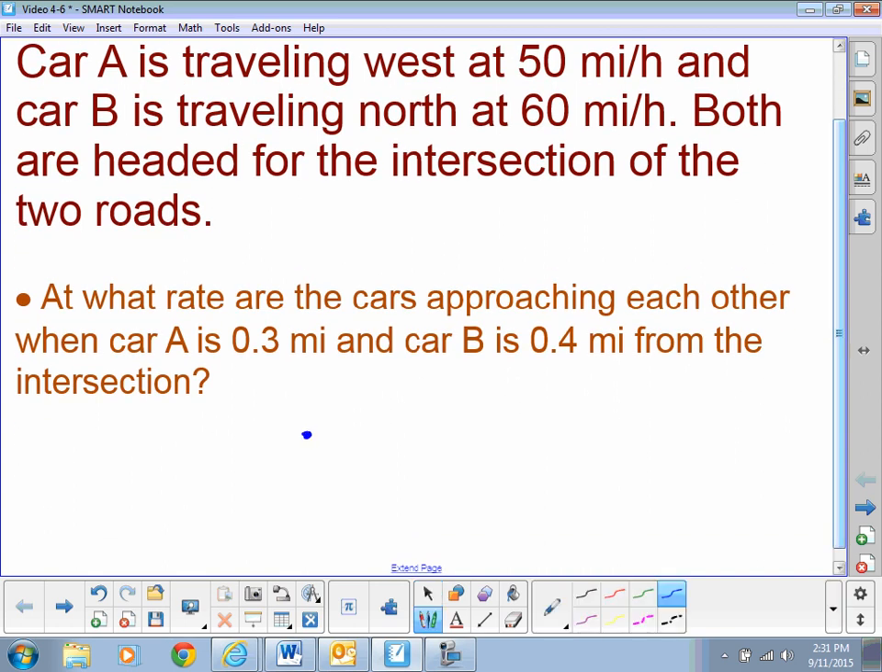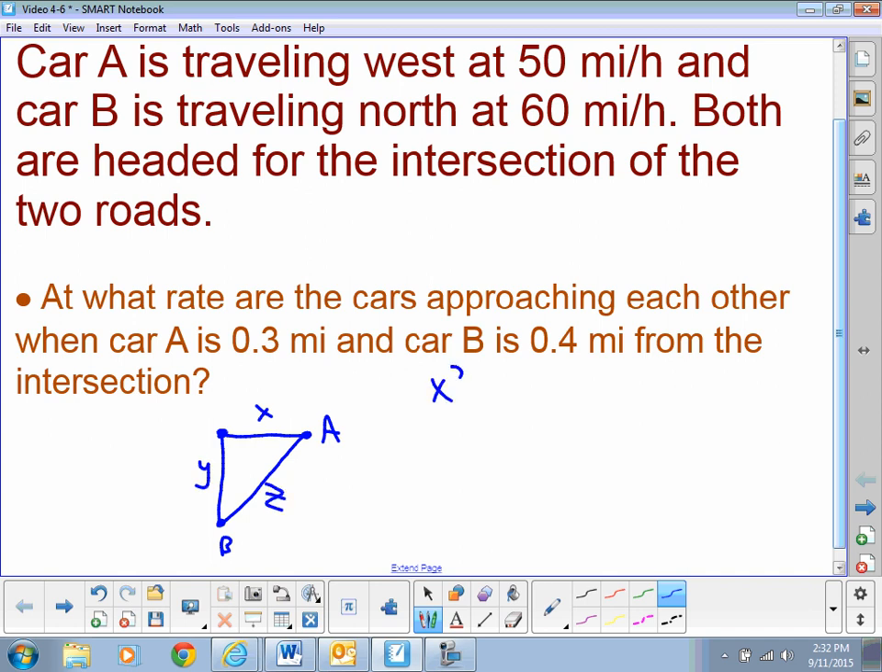We've got car A traveling west, car B traveling north, and they're meeting at this intersection. We want to find the rate that they're approaching each other. So the distance we want to find is the distance between these two, which notice forms a right triangle. Let's call this x, call this y, and we'll call that z.